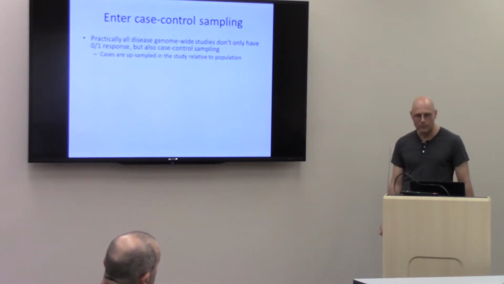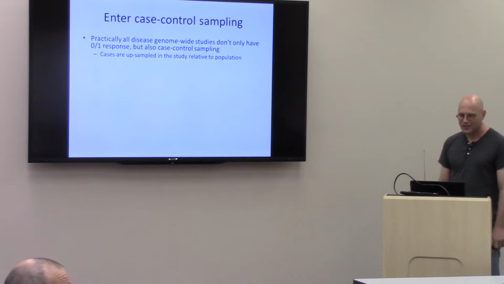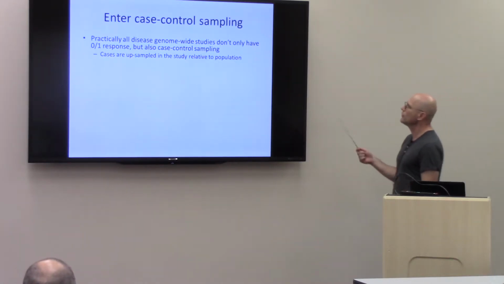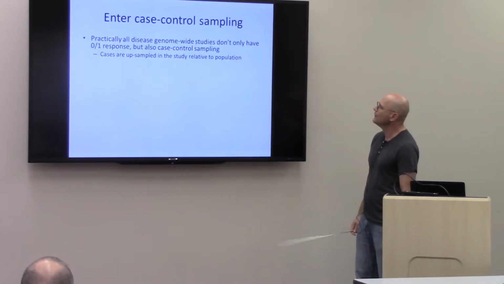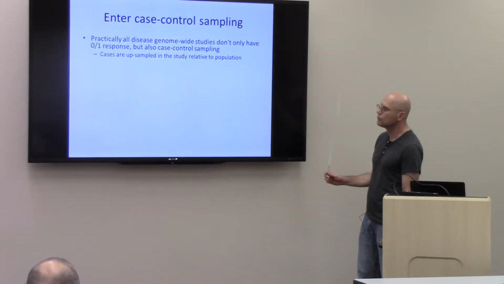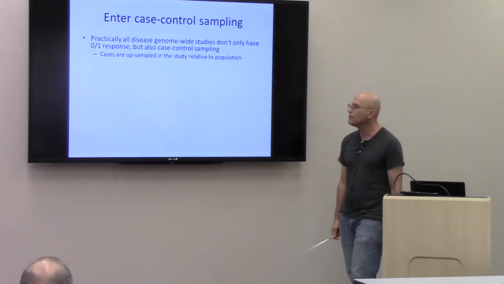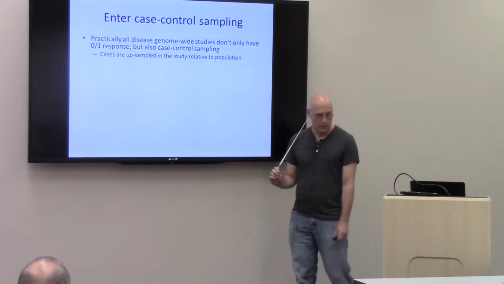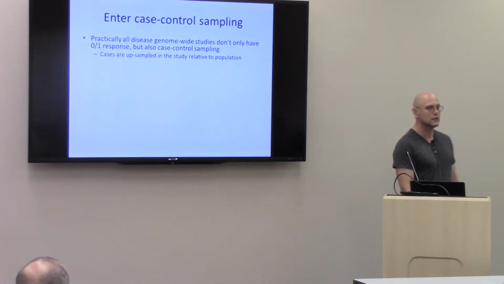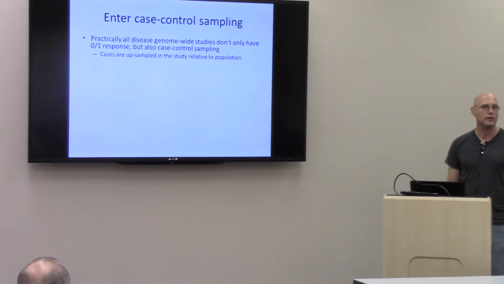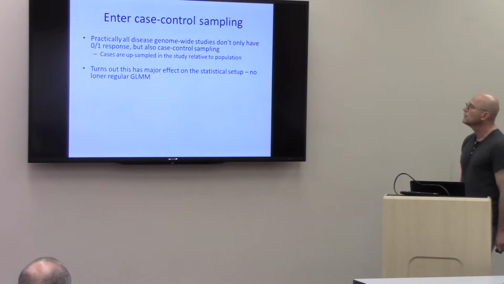But let's talk about the case control case. So really, when we're doing disease studies or really almost any binary phenotype, we're not doing random sampling, natural sampling. We're doing case control sampling, meaning we're upsampling the cases in the study relative to the prevalence in the population, right?